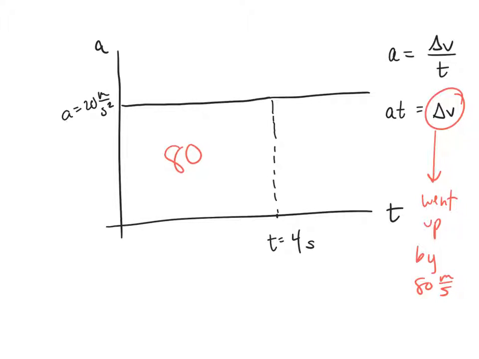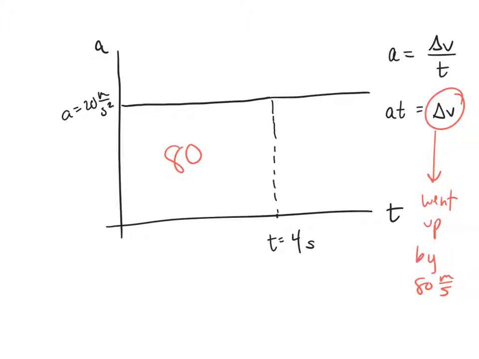So just like the area under the velocity curve showed me how much my position changed, the area under the acceleration curve will show me how much my velocity changes. And that comes right from this equation. Delta V means change. Change in velocity is just the acceleration times time. The height times the width, or the area under this curve.